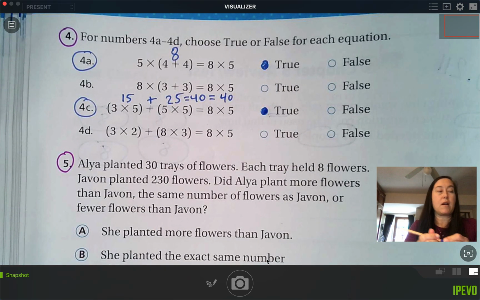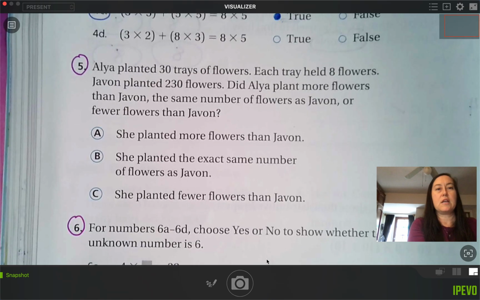All right, you can try 4B and 4D on your own. We'll try them in our group, our live session. Go ahead and read number 5.